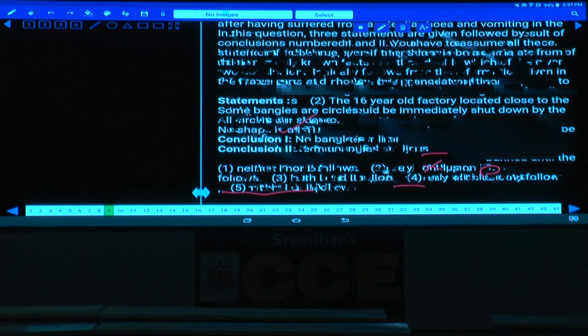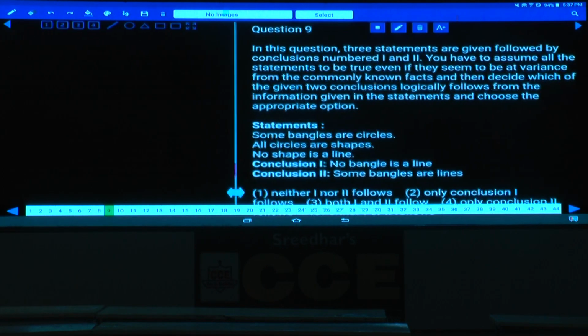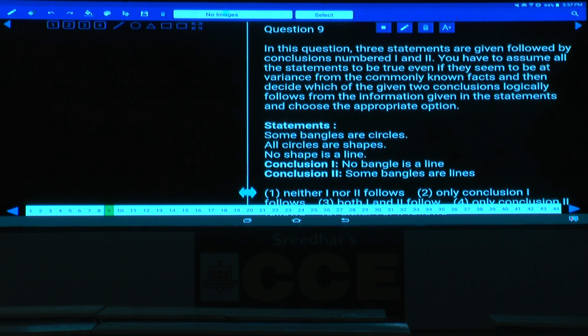Then question numbers 9 to 14. Yes, 9 to 14. Any doubts in these 5? Next, the 15th one. Now question number 15.